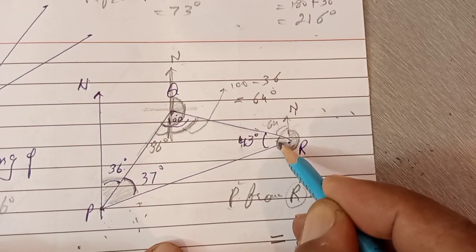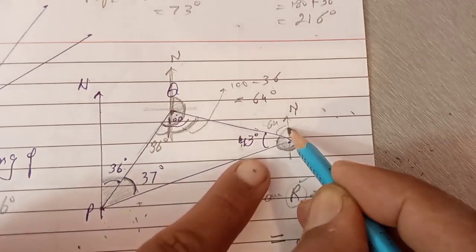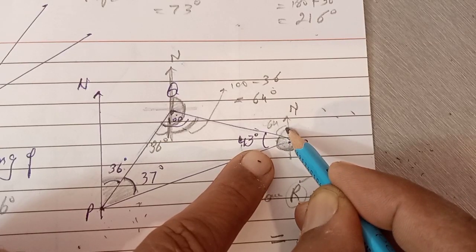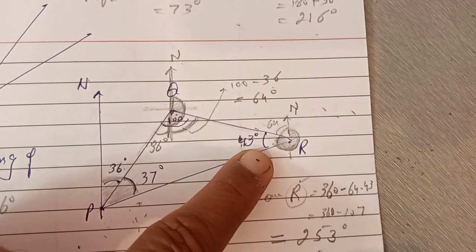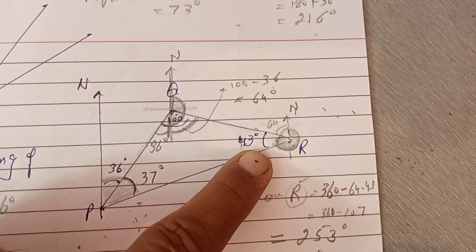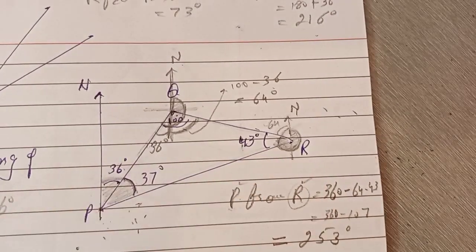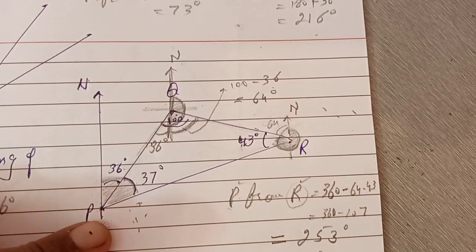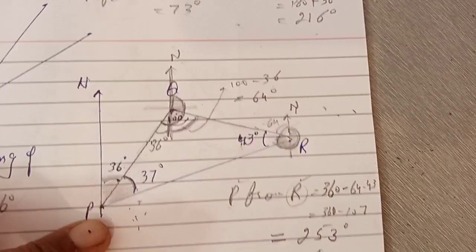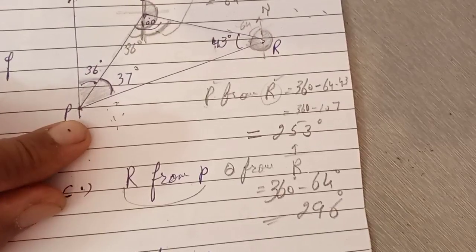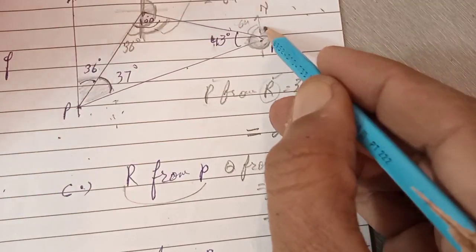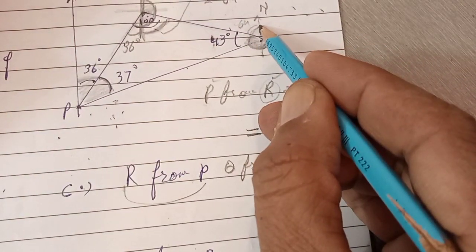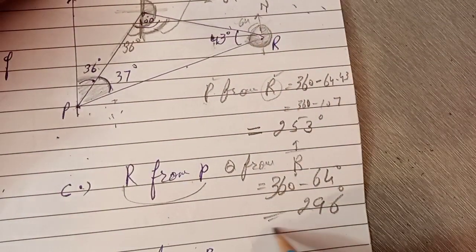360. If you move from this to this one, this is 360. The angle from here to here is 360. Then minus 64 and you will get the required bearing. So over here it is 360 minus 64, so 296 is the required bearing. So you subtract 64 from 360. So this is the bearing.